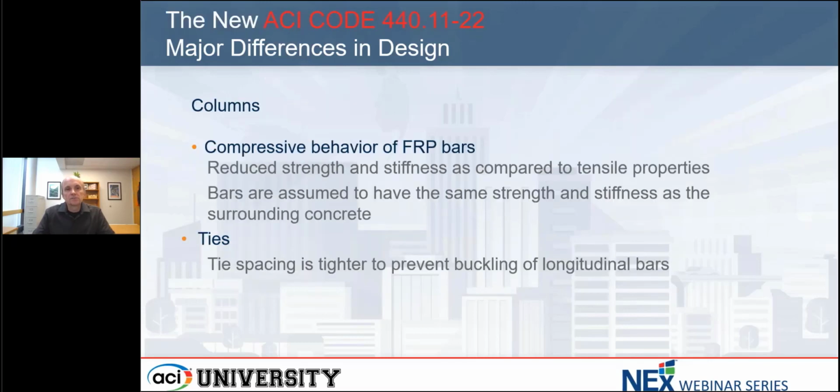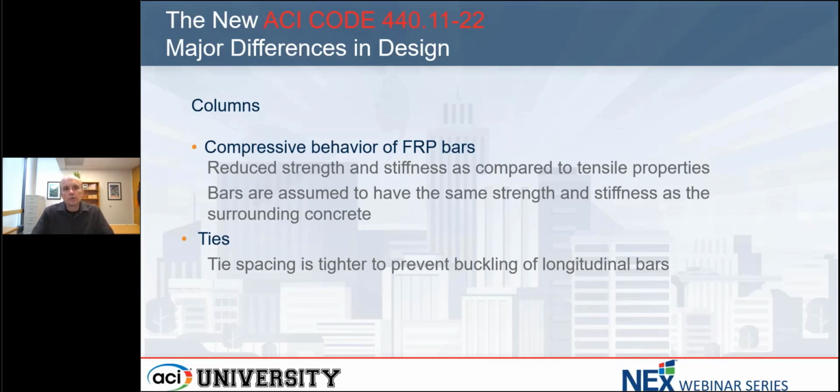And then for columns, the bars themselves, they do not have the same compressive strength as tensile strength. So again, unlike steel, their compressive strength is lower than their tensile strength. So to compensate for this in the design process, the bars are just assumed to have the same strength and stiffness as the surrounding concrete. So we're basically treating the bars as having the same compressive strength as the concrete that they're embedded in. So fairly low compressive strength.